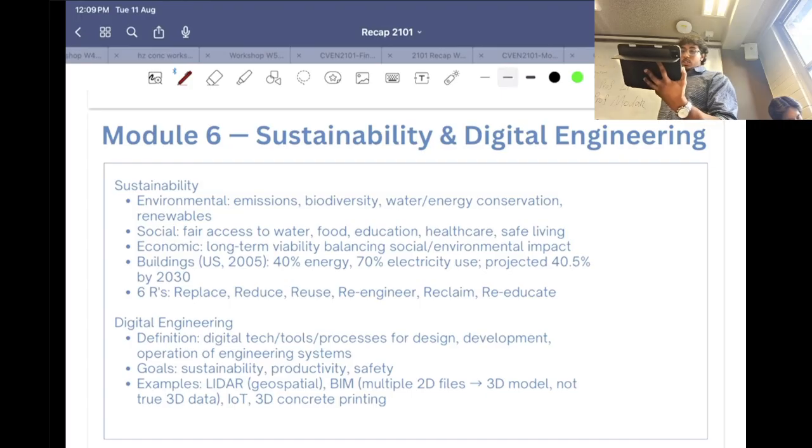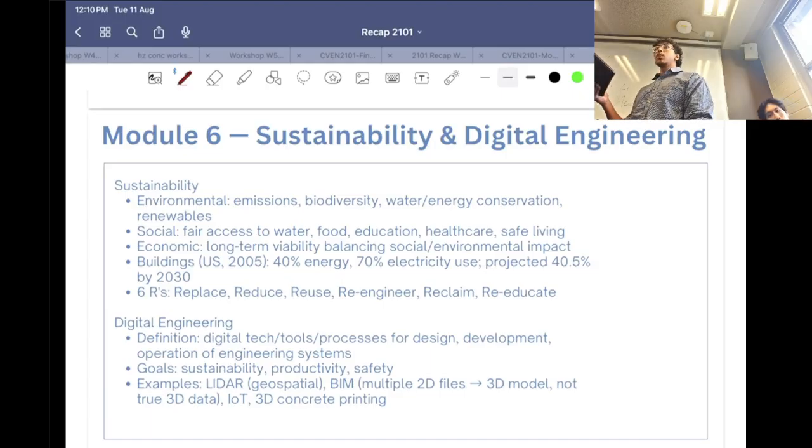We also focus on the social part, so how much water we are using, how it's going to affect food, education, healthcare, and safe living. We do use a lot of our budget on building non-moving stuff. Some of the things that the lecturers might have talked about is how, for buildings in the US in a 2005 study, they were using 40% of their energy and 70% of their electricity use just on that.